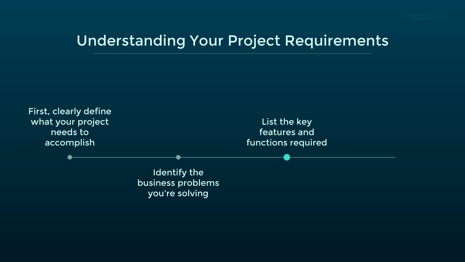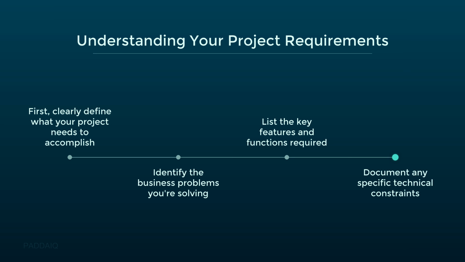List the key features and functions required. This means identifying the specific capabilities your solution must have to solve the business problem. For example, if building a travel app, key functions could be booking flights, managing itineraries, and sending notifications. Defining these details upfront ensures your SAP BTP project is built on a clear and solid foundation.